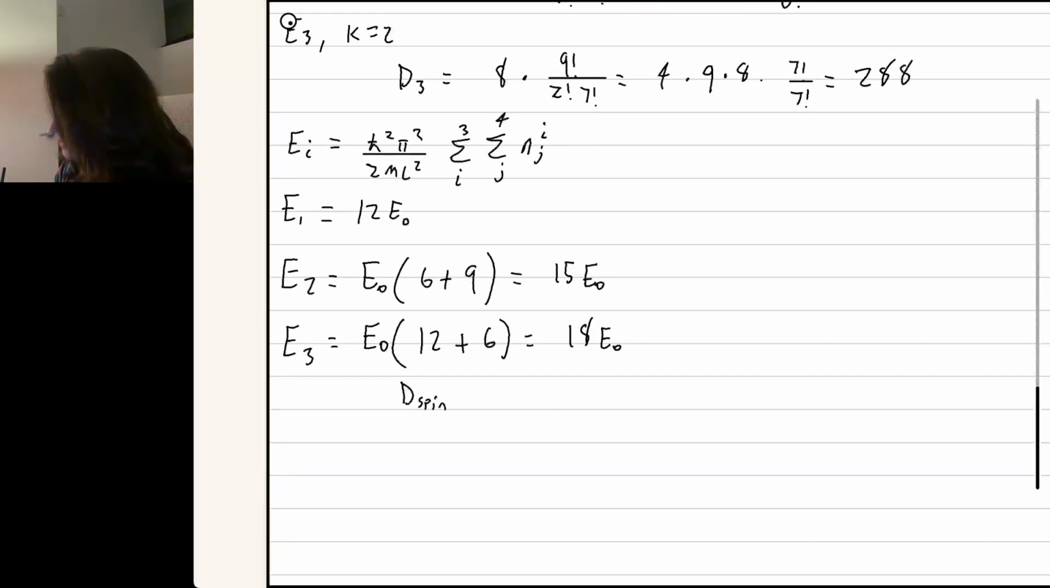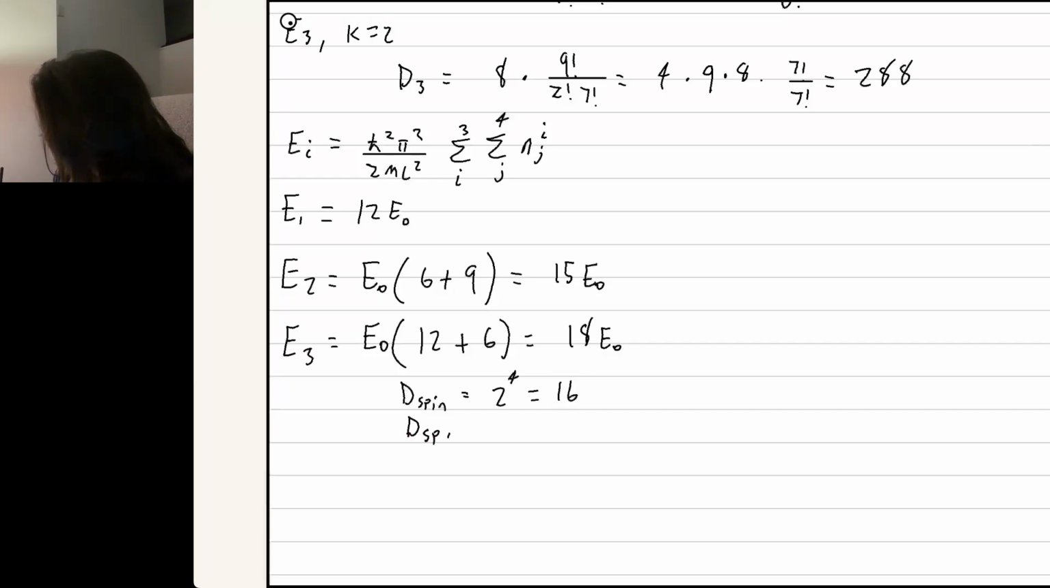Now the spin degeneracy, we have 4 particles. No, it's still spin 1/2. So we still only have 2 options, but we have 4 particles now, which is 16. And then the space degeneracy, 3 dimensions, 4 particles are going to have 9 factorial over k factorial 9 minus k. Wait, not 9. 4 particles times 3 dimensions is 12. 12 minus k factorial.